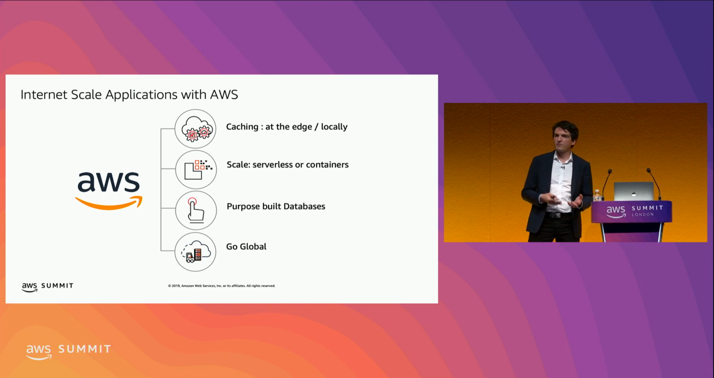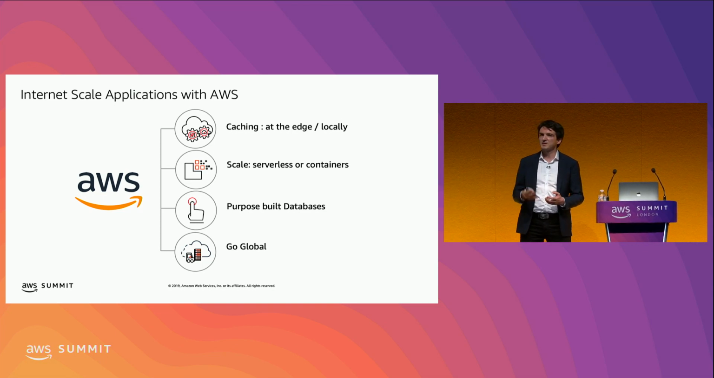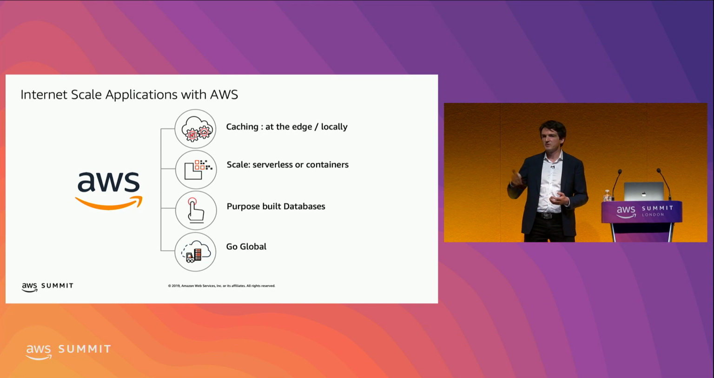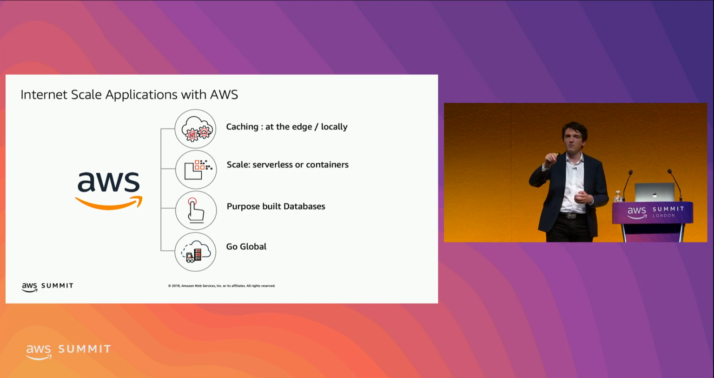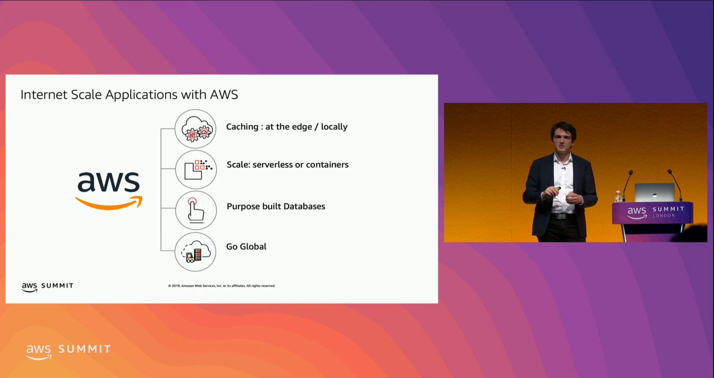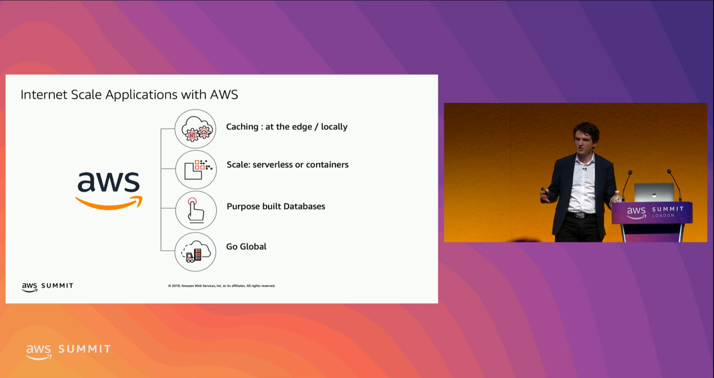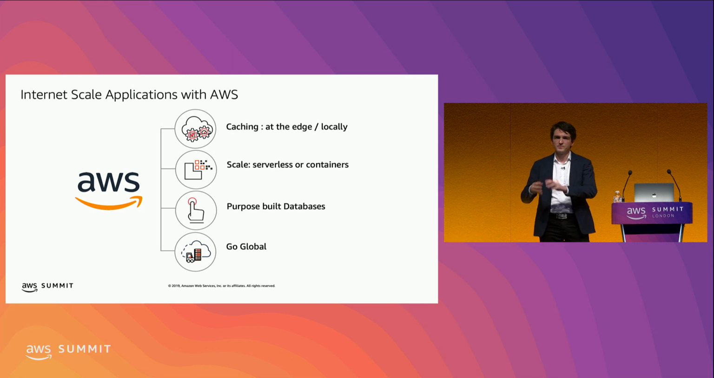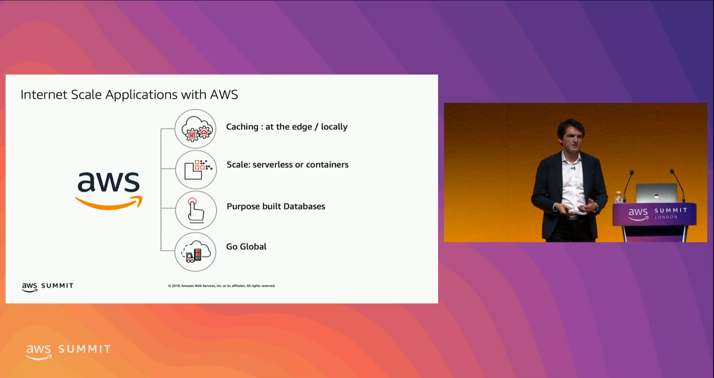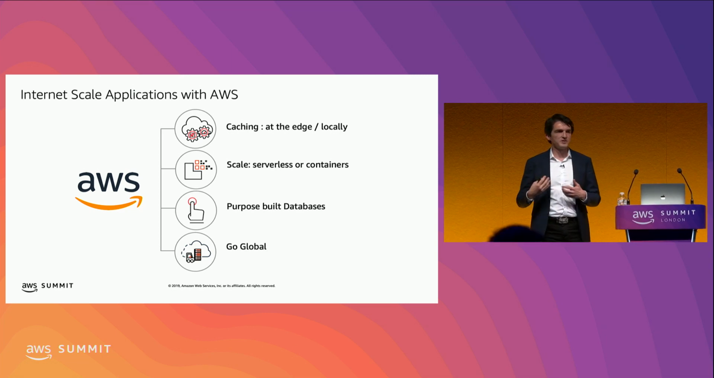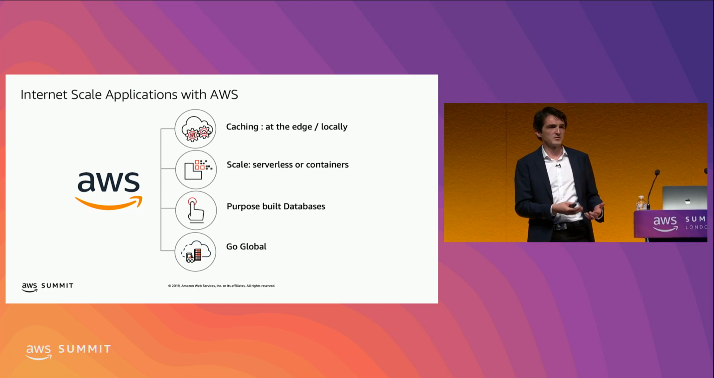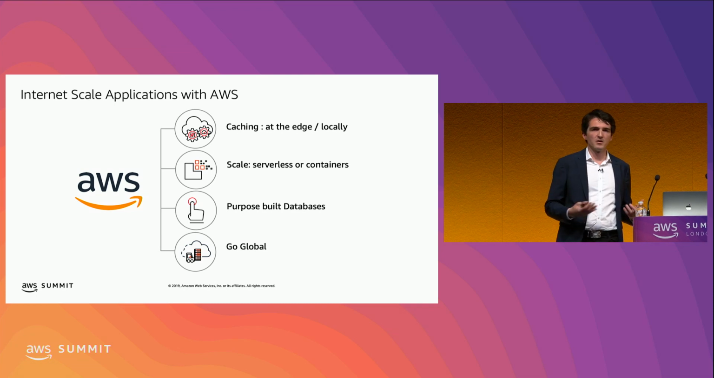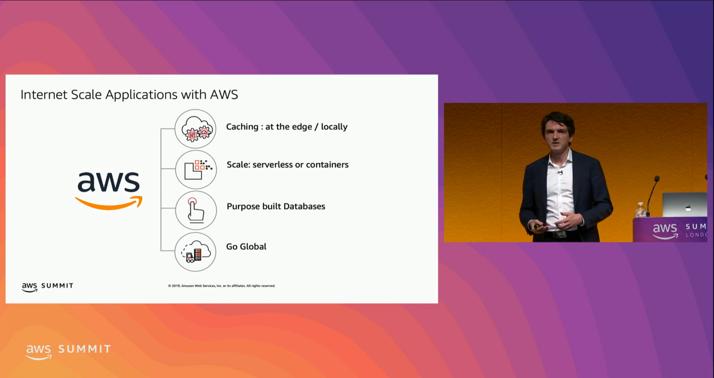Use the right tool for the right job. That's especially important for databases. Using purpose-built databases, you get the right performance and the right usage for your access pattern. And don't be afraid to use multiple databases in your same app. That's absolutely fine. And go global, leverage the AWS regions and the replication mechanisms built into our services to easily go global and deploy your application.